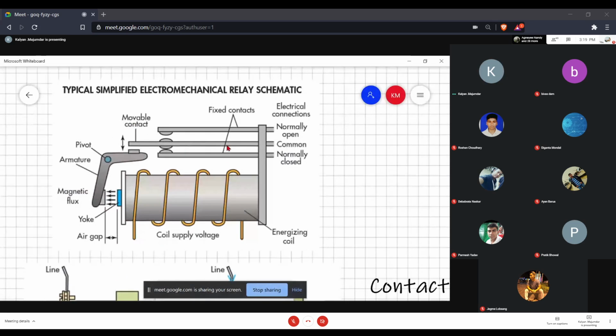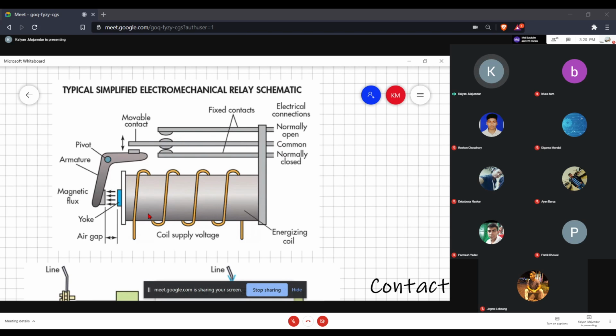Here they have mentioned a term called movable contact, which is referred to as a common. Now, under normal circumstances, this movable contact is in electrical continuity with this lower contact. See, the outer contact and the innermost contact are fixed contacts, and the central one is referred to as a movable contact. Now, when no excitation is applied, these two contacts are closed. So this is a normally closed contact. There's an electrical continuity between the central contact and this normally closed contact, and this particular circuit is broken.